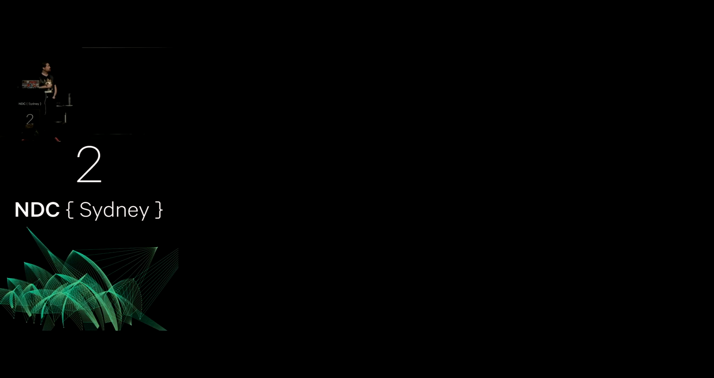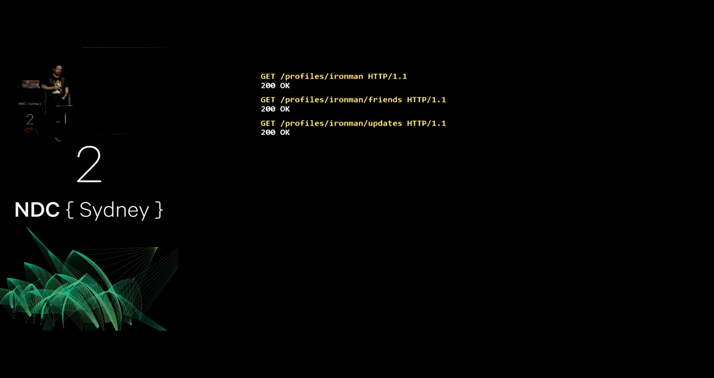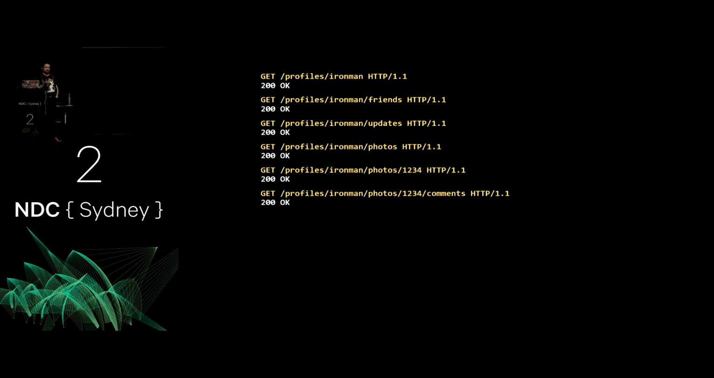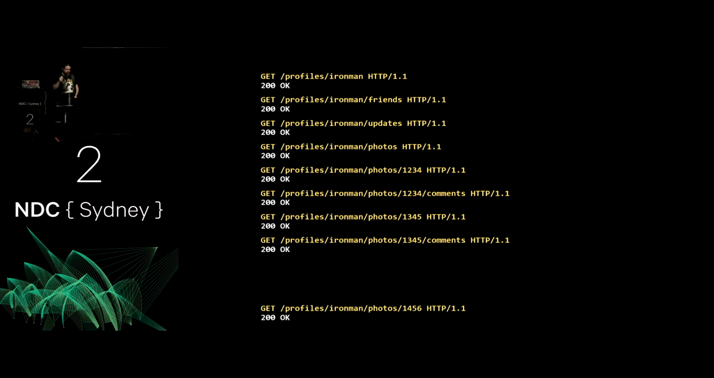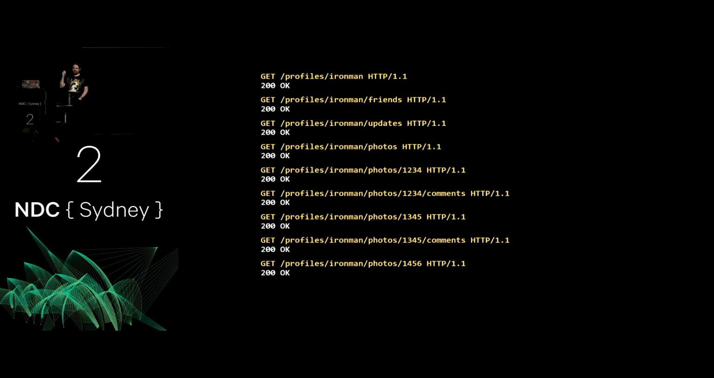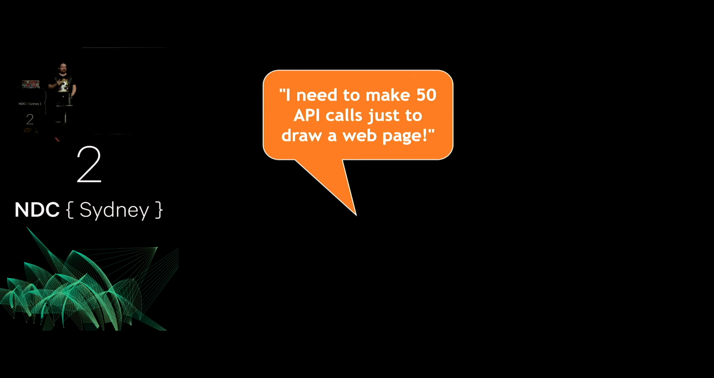And so now someone's building an API client and they go, yeah, profiles, brilliant. Okay, let's get friends. Okay, let's get updates. Okay, let's get photos. Ooh, yeah. Let's get photo number 1234. Ooh, photo 1234's got some comments. Let's get those. Let's get photo 1345. Oh, and that one's got some comments. Let's get photo 1456. And then this happens. The phone rings again, or Slack, or HipChat, or Twitter, or Skype.